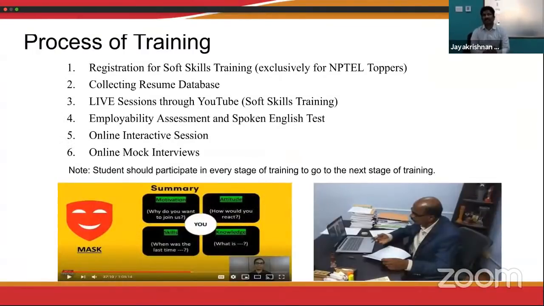Correct. And what we do as part of the process, we start with registration, asking you to register for soft skill training. We collect resume database as part of registration. Similarly, we continue giving you live sessions on various topics of soft skills training. Then we give you an employability assessment test, so that you know where you stand with respect to employability. And this is a typical employability assessment test by various companies that are conducted as part of the recruitment process. And followed by this, we conduct online interactive session, and then we do mock interviews. I'll explain more about the interactive session and mock interviews as we go further.